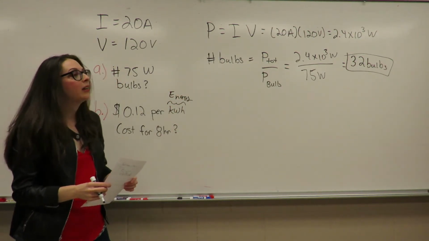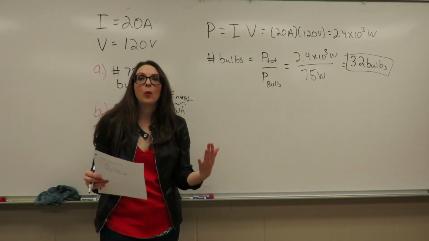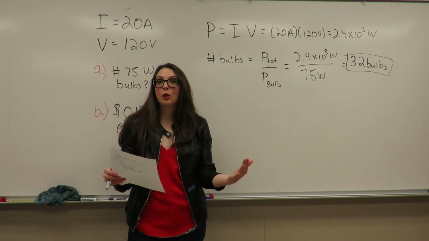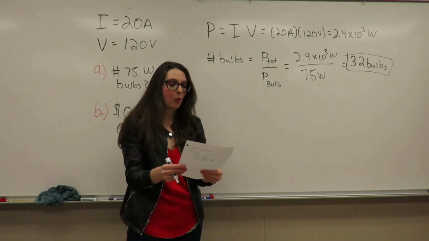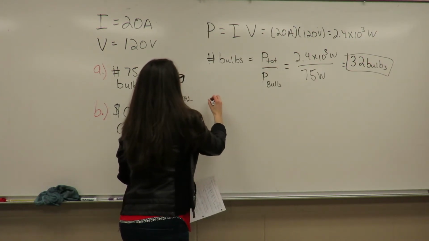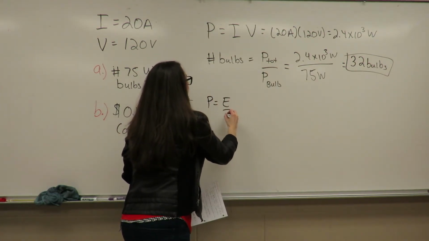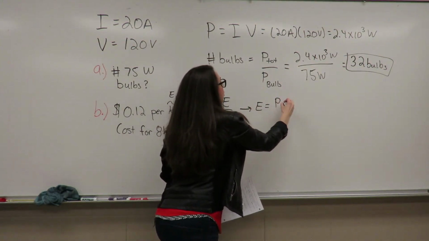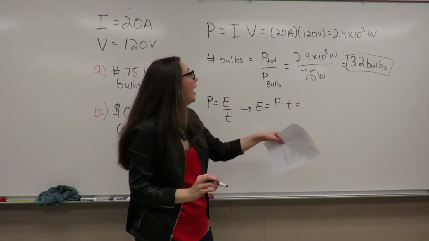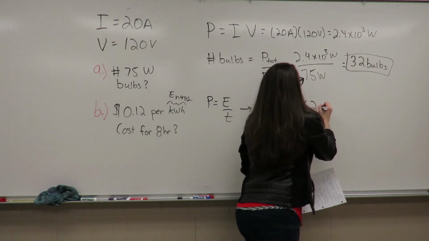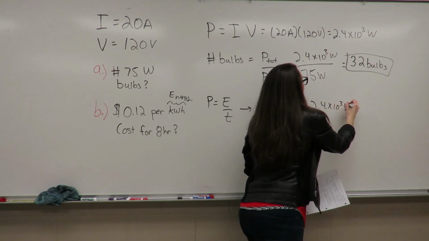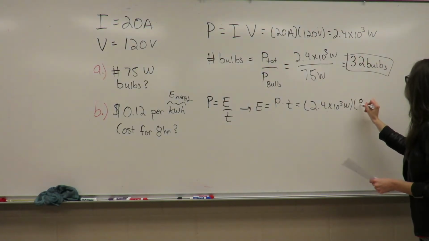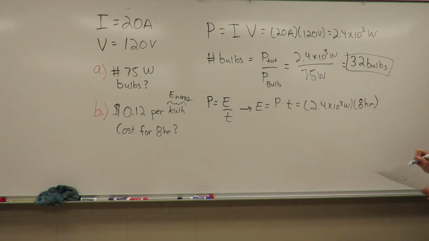So in order to find how much it costs per kilowatt hour, first we have to figure out how much energy is being consumed by these bulbs in units of kilowatt hours. So we know from last semester that power is equal to energy over time. So if we're looking for energy, we have that energy is equal to power times time. And the power that we're consuming is this 2.4 times 10 to the 3 watts. And we're doing this for 8 hours. So I'm going to multiply that by 8 hours, okay?